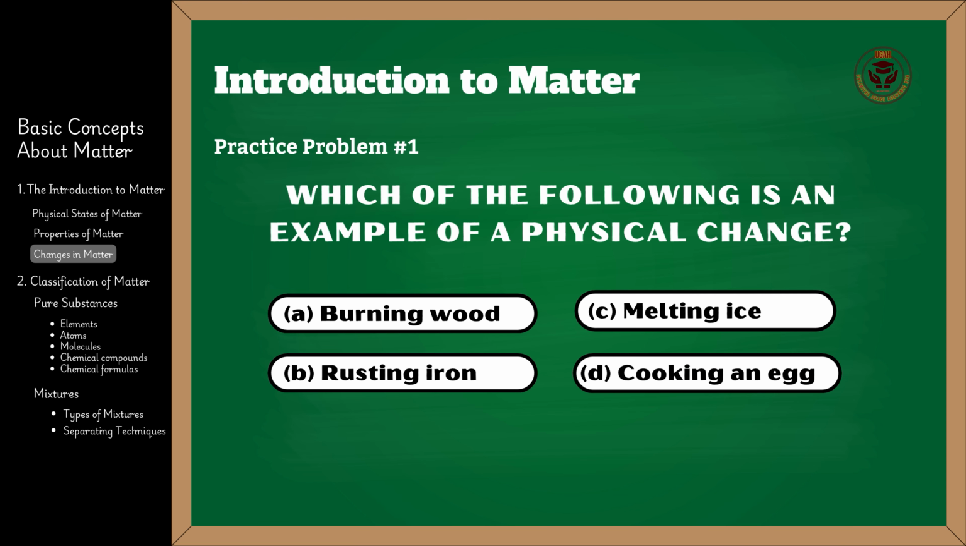Option C. Melting ice is a correct answer. Ice changes from solid water to liquid water, but it remains water. No new substance is formed, so melting ice is a physical change. Option D. Cooking an egg is an incorrect answer. Cooking causes chemical reactions in the protein of the egg, producing new substances. Therefore, cooking an egg is a chemical change.